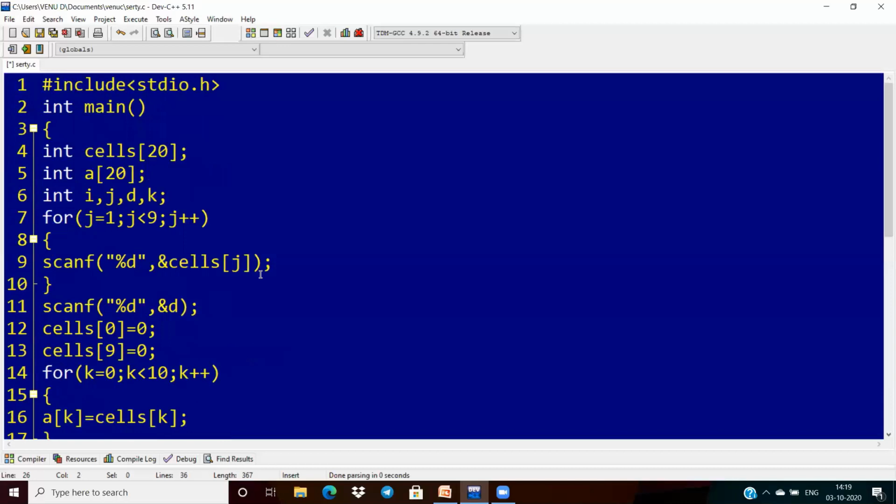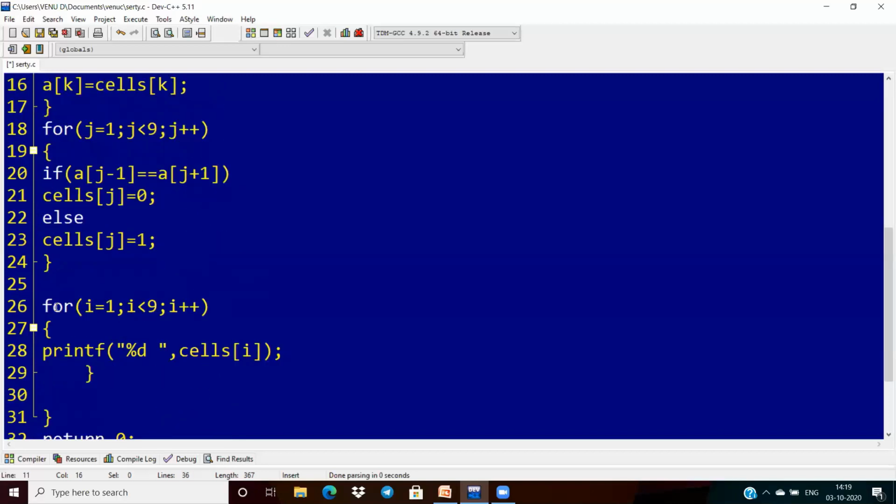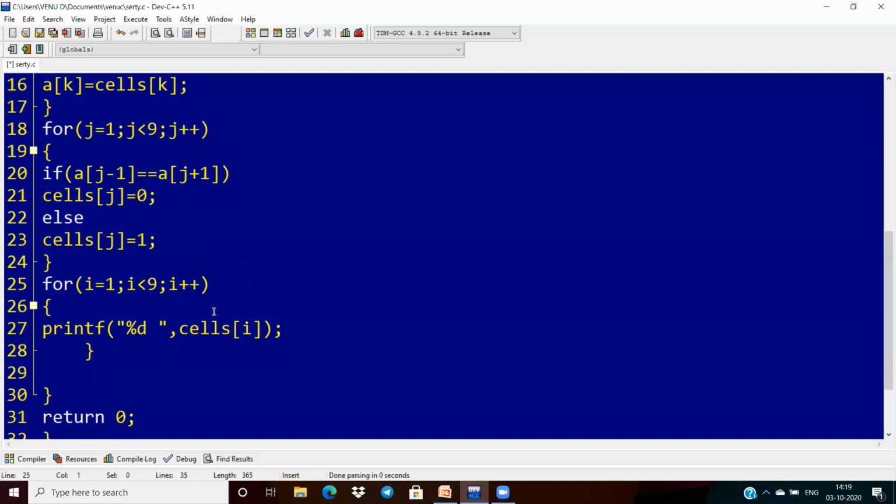Anyway, this is scanner percentage d ampersand d. It's nothing but, first time, I'm assuming it's only 1 day. Here it is only the 1 day modification. After 1 day, the cells are modified like this. Let us verify.